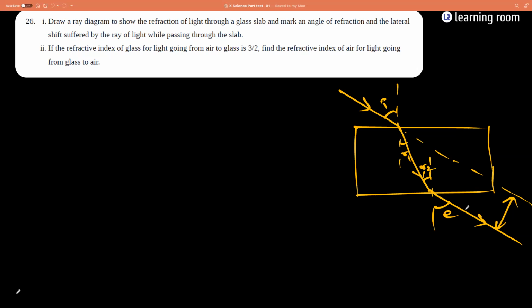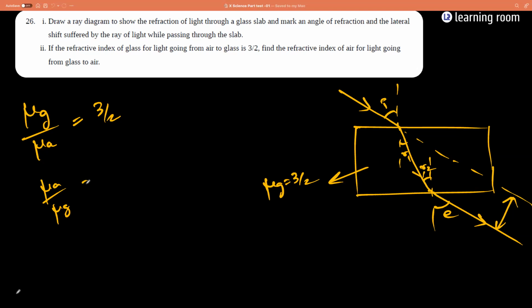Is that clear? Now the next question: the refractive index of glass for light going from air to glass is 3/2. Find the refractive index of air for light going from glass to air. So what is going to be the refractive index? 2/3. It's just a reciprocal. So the refractive index of glass with respect to air is 3/2, and the refractive index of air with respect to glass will be 2/3. It's a relative refractive index.